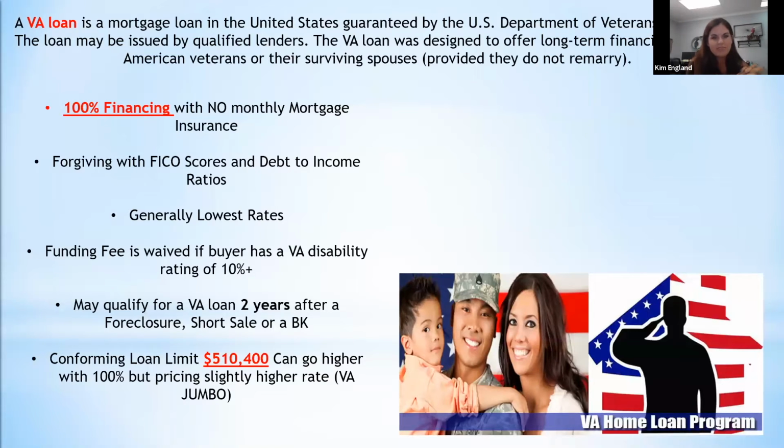VA is pretty forgiving, as far as two years after a short sale or a bankruptcy. And VA now allows you to get 100% financing over the conforming limit. Before, it was called, and it's still called, a VA jumbo, but it used to require a down payment as of last year. This year, they do not.